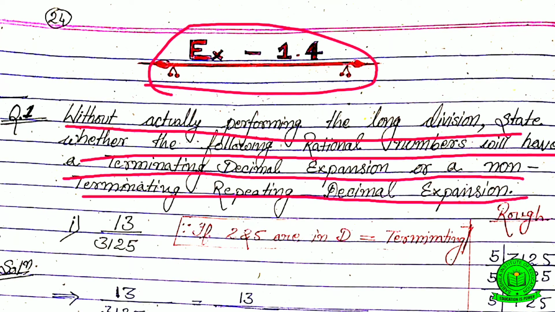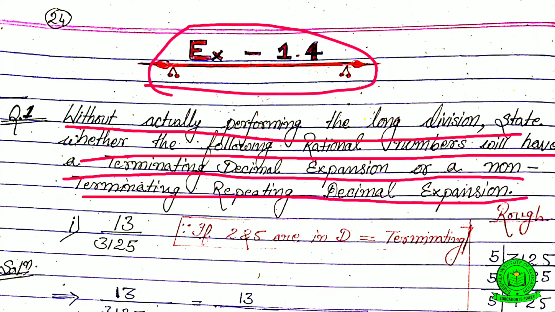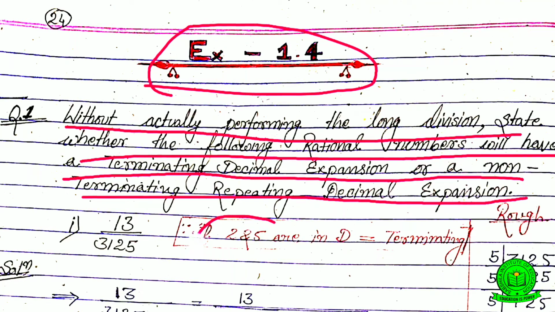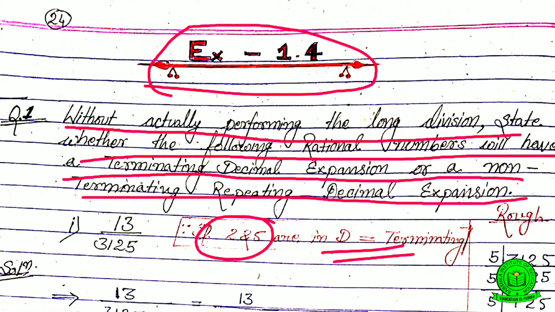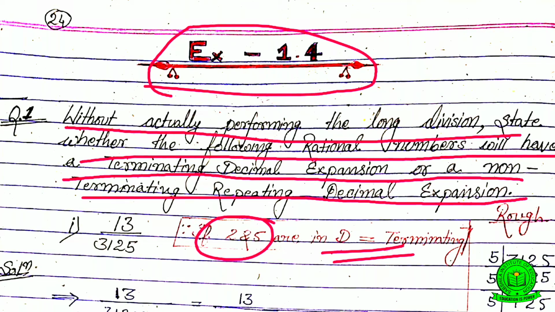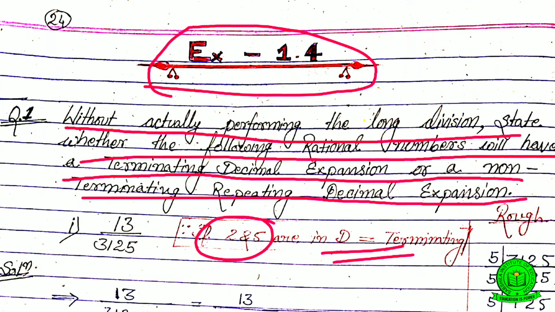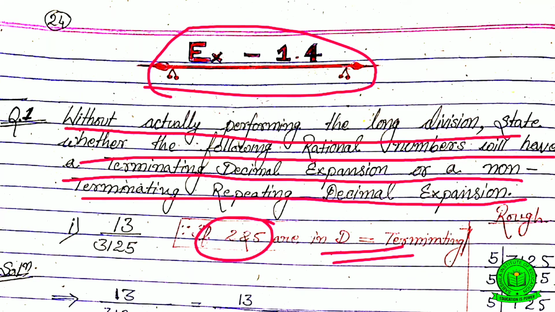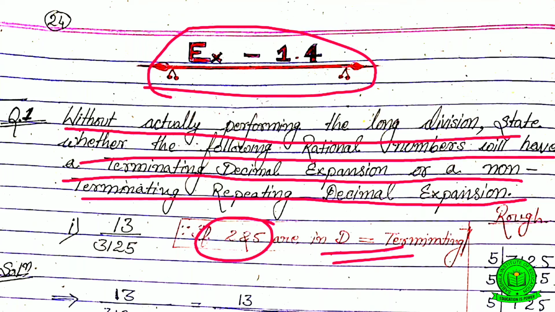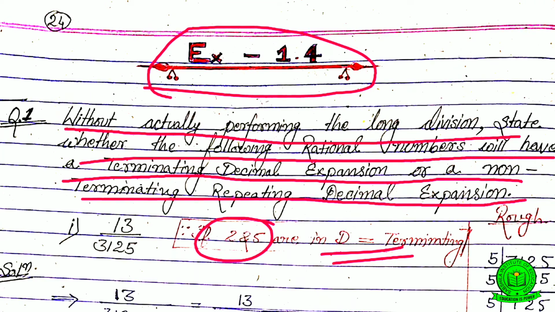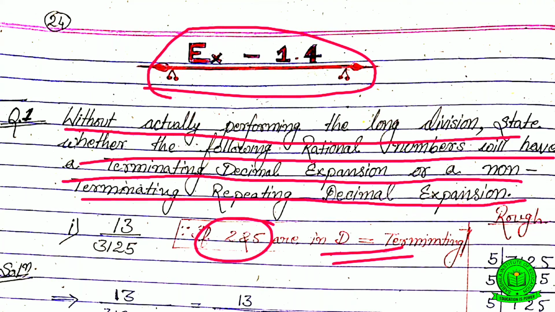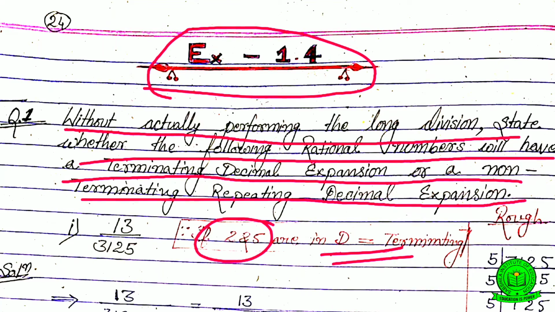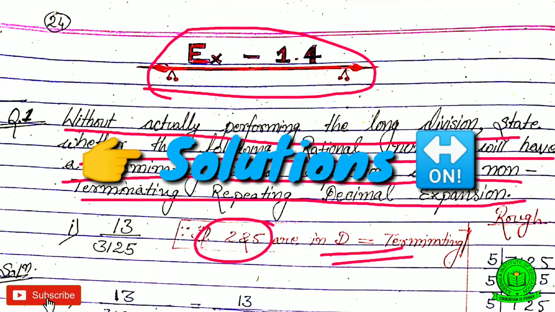I have told you before starting the solution that if only 2 and 5 are in the denominator, then it will be terminating. It can be any power, that is 2 to the power 2, 2 to the power 3, 5 to the power 2, 3, any. It should be 2 and 5 only, then it will be terminating. And if any other number is there, then it will be a non-terminating decimal expansion. Okay, so let's start the video.